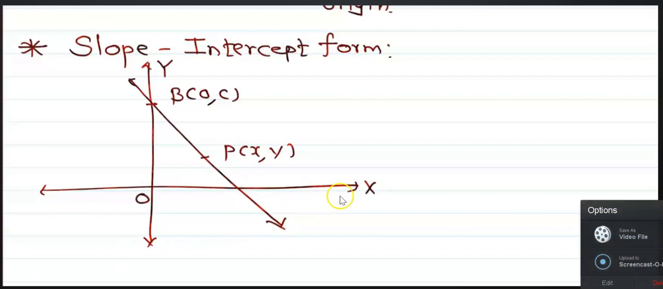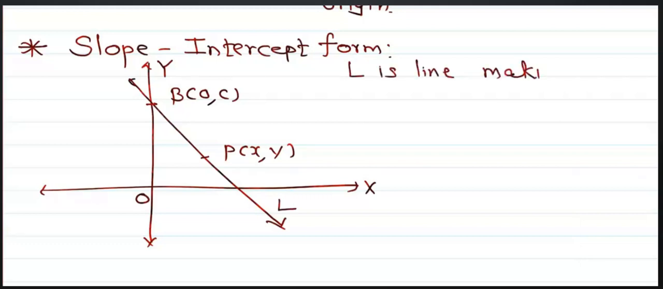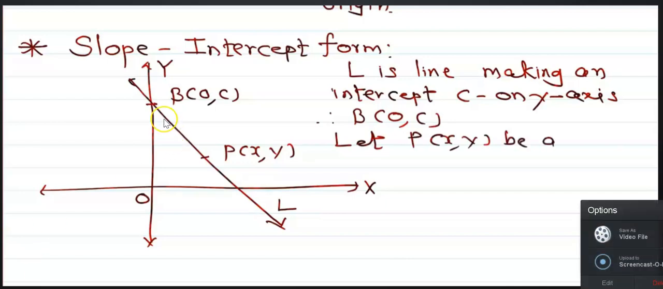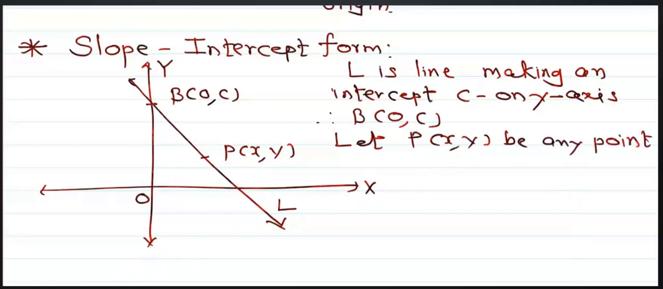Now this is coordinate geometry, x-axis, y-axis. The point B is on the y-axis, whose coordinate is 0, c. P(x, y) is any other point. Therefore, we'll find out the equation of that line L. L is making an intercept c on the y-axis. Therefore, the coordinate of the point B is 0, c. Let P(x, y) be any other point on that line.